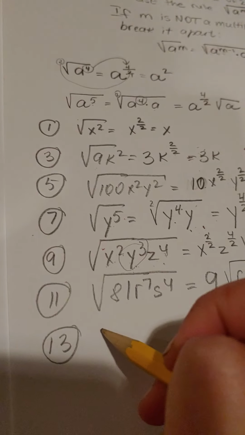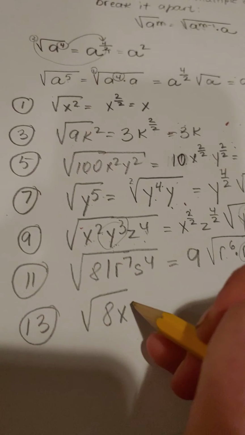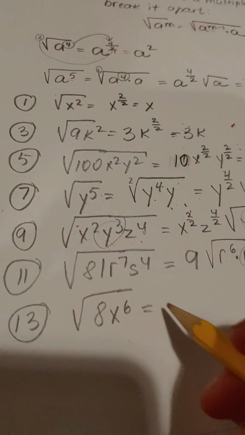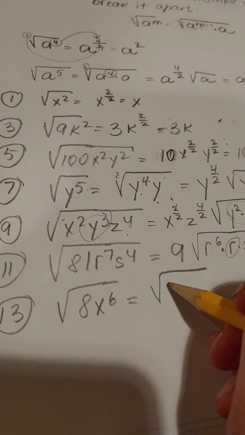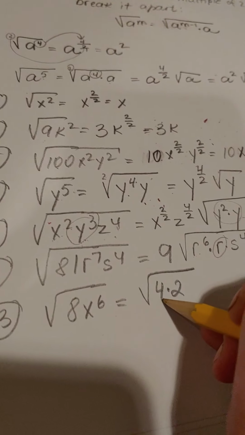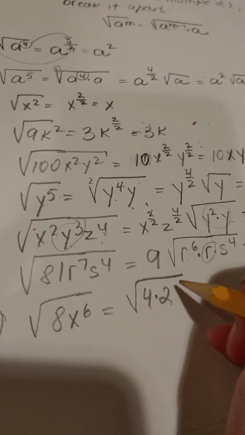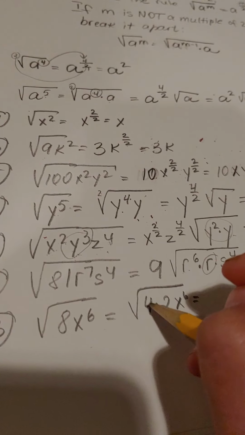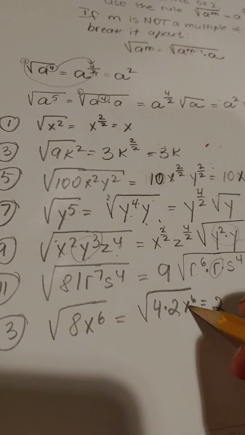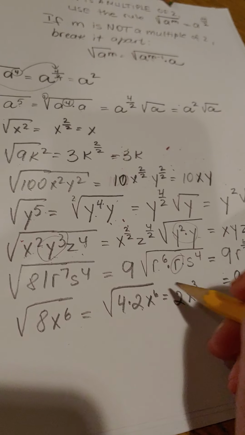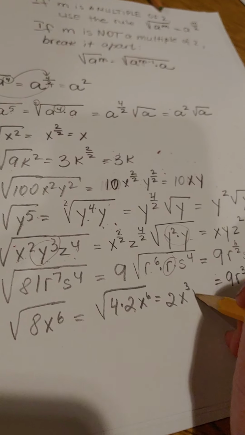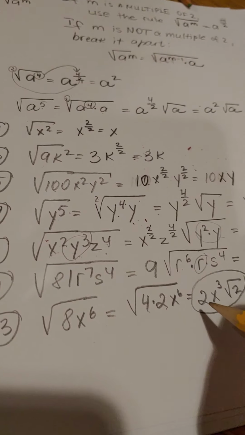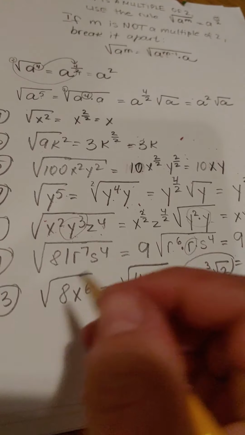Number 13. Square root of 8x to the 6th power. Here, I'm going to break 8 apart like we did in the previous lesson. So it's 4 times 2. One of them is a perfect square. The other one is whatever is left. And then x to the 6th power. I'm going to take the square root of 4. It's 2. Square root of x to the 6th power is x to the 3rd because 6 over 2 is 3. And then square root of 2, and 2 is going to stay under the radical. So this is your final answer for number 13.